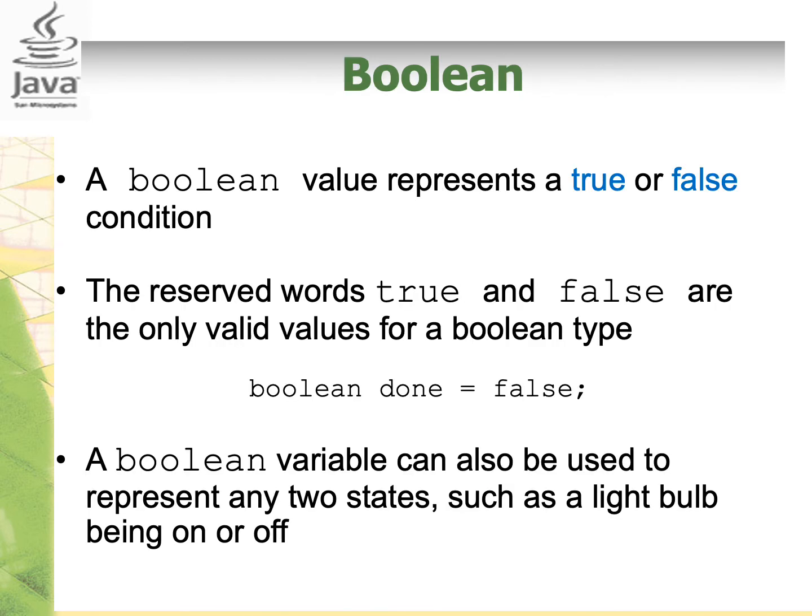Now, let's look at Boolean. A Boolean value represents a true or false condition. The reserved words true and false are the only valid values for a Boolean type. For example, boolean done equal to false. You don't have to write double quotes because Boolean has the value true or false. If you use double quotes, that means that is not a Boolean, but instead that is a string object. A Boolean variable can also be used to represent any two states, such as a light bulb being on or off, as we can set it as true or false.